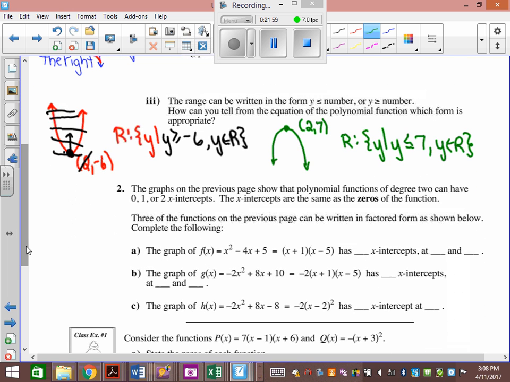We're not dealing with x-intercepts. We're going to deal with that tomorrow. So we're going to go and do some questions.